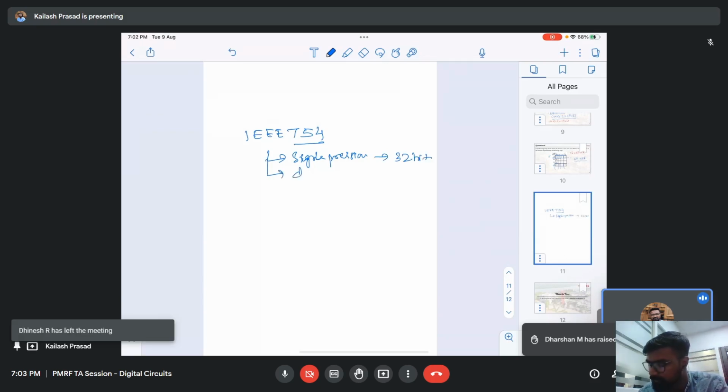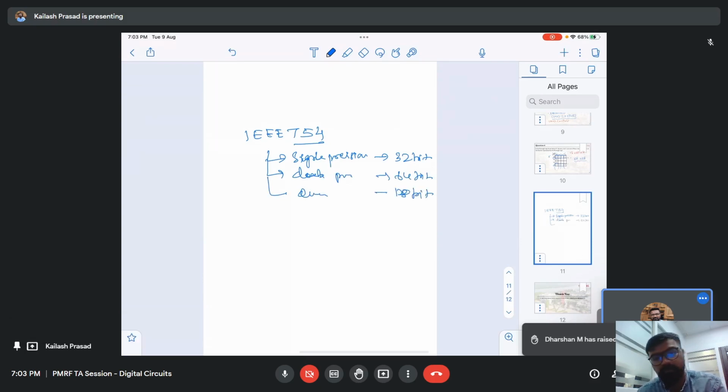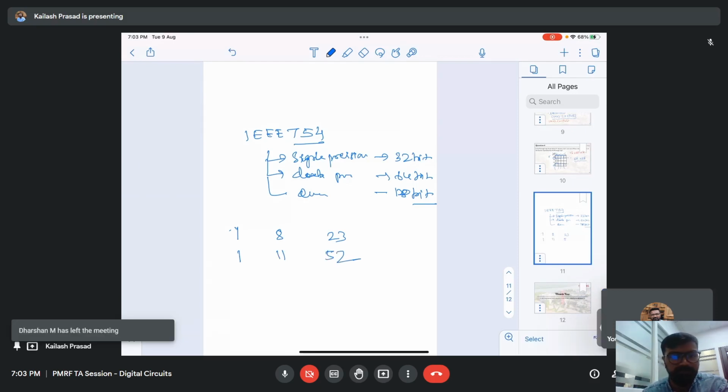When you go to double precision, it is 64 bit, and you have quad precision, which goes up to 128 bit. In single precision representation, you have one sign bit, 8 exponent bits, and 23 mantissa bits. In double precision, you have one sign bit, 11 exponent bits, and how much is left? 52 mantissa bits. So IEEE 754 is the standard, which is the nomenclature of any standard. If you talk about Wi-Fi, it has the standard 802.11. So that's the standard.